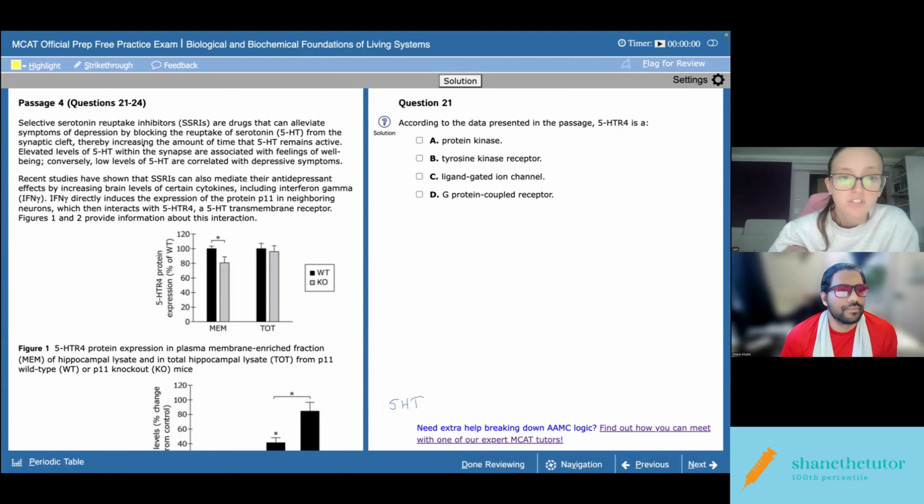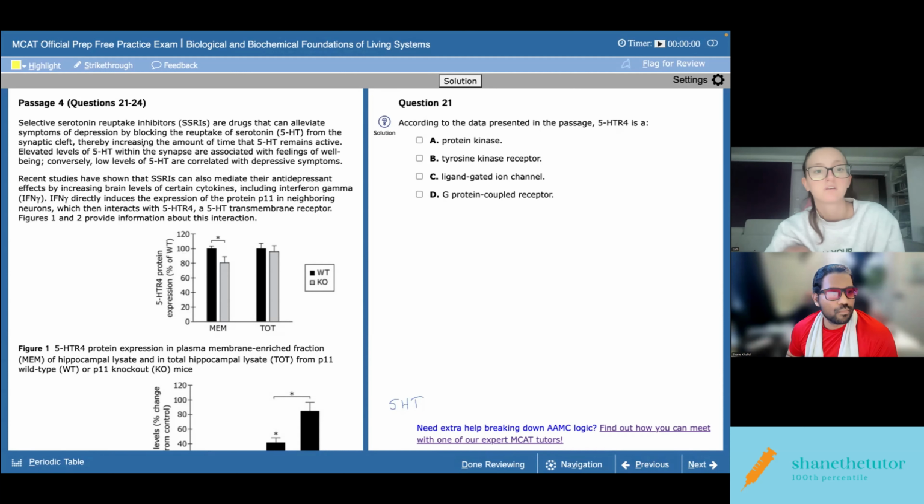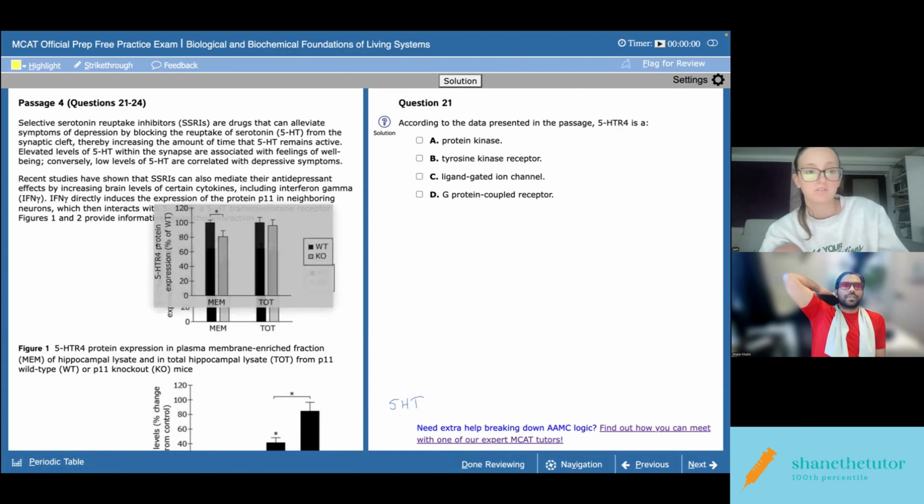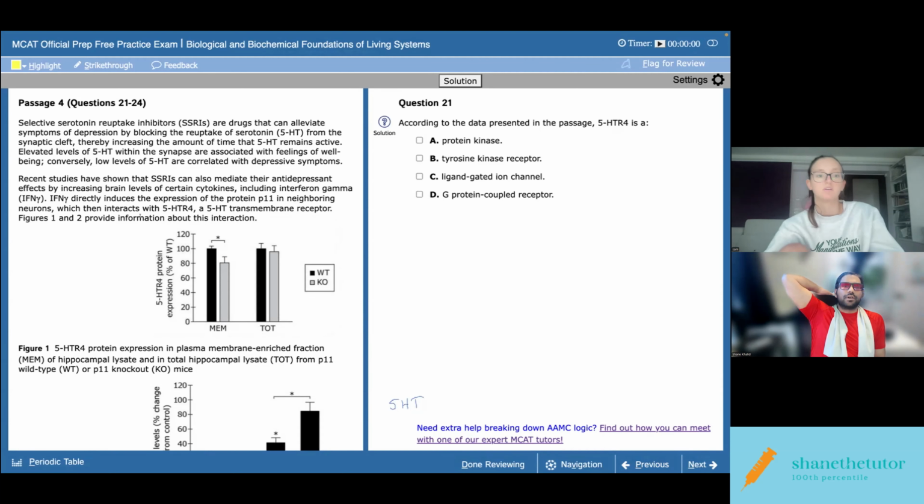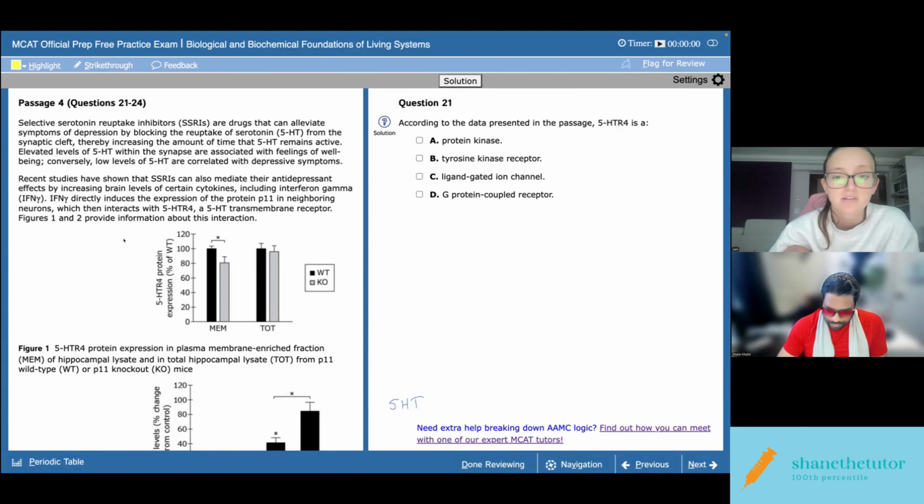Wait, sorry. 5-HT is just serotonin. Okay, so it is the serotonin. And the R4 protein. Okay. Yeah.